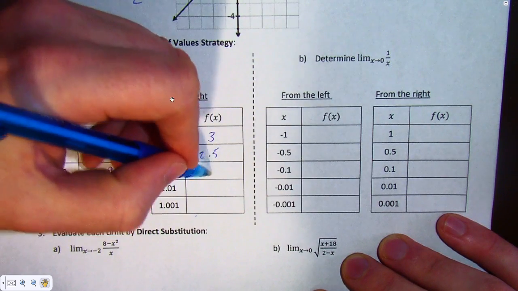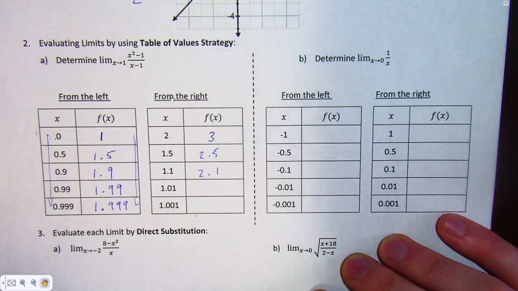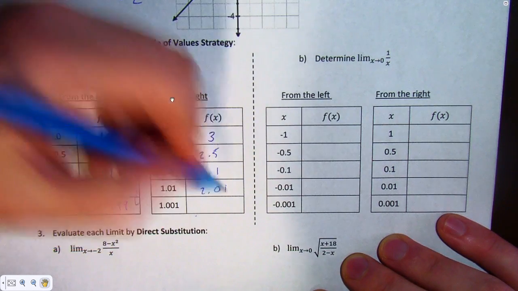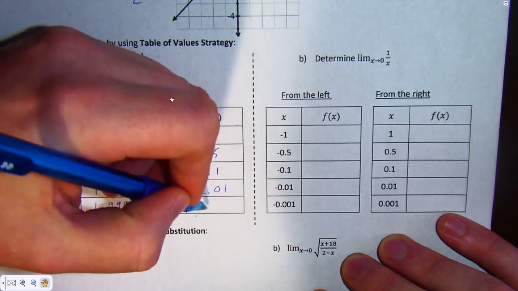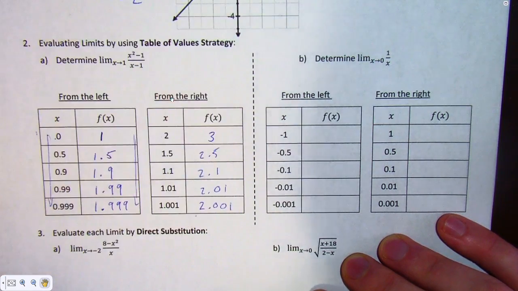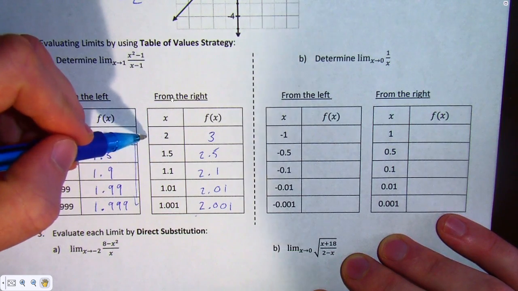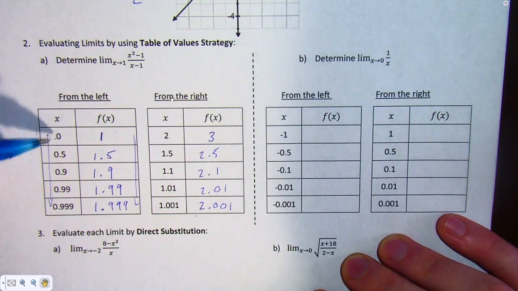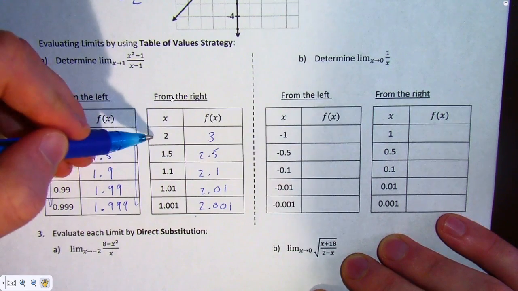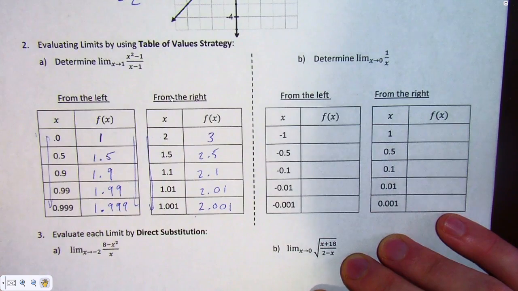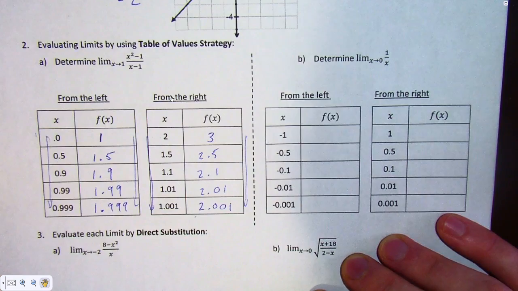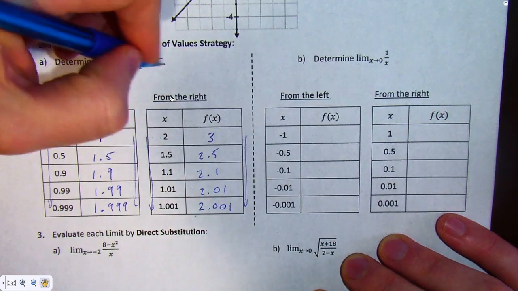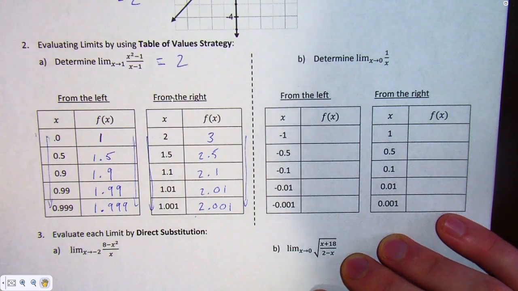You're going to get 2.1 with 1.1. You're going to get 2.01 with 1.01. And you're going to get 2.001 for that last one. Okay. So again, our x value, we're now approaching from the other side. Before we were coming from 0 to 1. Now we're going from 2 to 1. Okay, so it's the right-hand limit. And you can see it is also approaching 2. So that's how we know that is equal to 2.